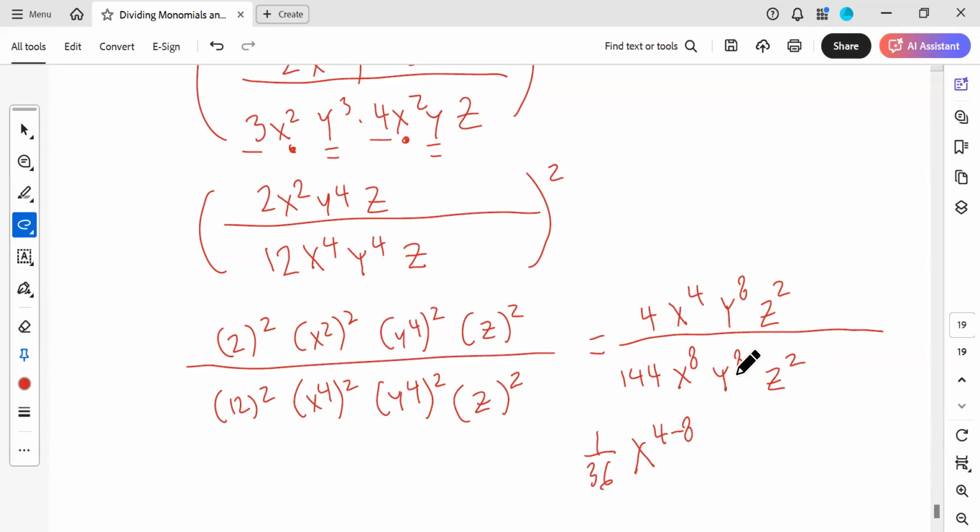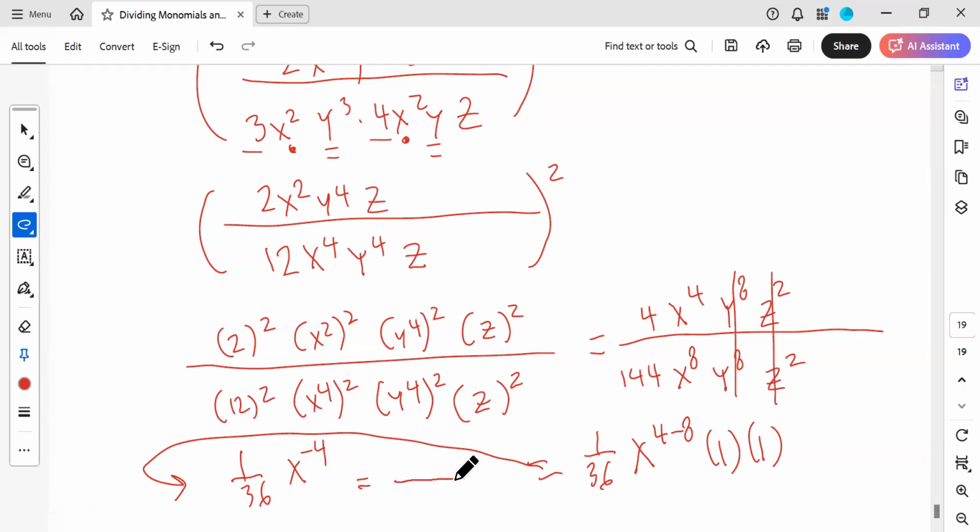Now, to make your life simple, anything over itself is going to be what? 1. So this cancels out and it's just going to be the number 1. This cancels out. It's just going to be the number 1. So we actually don't have to work that hard from here. So I'm going to have 1 over 36 times x to the negative 4. Does that make sense?